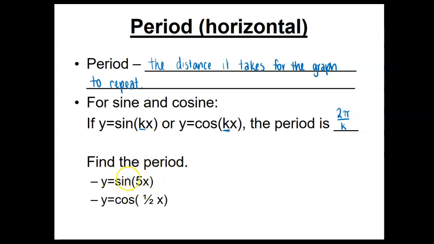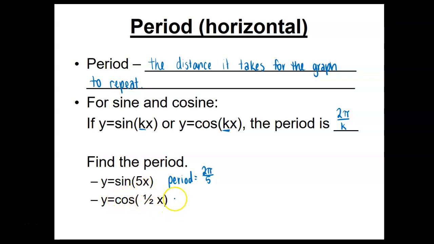So, for example here, sine of 5x, the period for that graph would be 2 pi over 5. And that will not reduce or simplify, so you're just going to leave it just like that. So in this case, sine of 5x is going to repeat itself every 2 pi over 5 instead of every 2 pi.